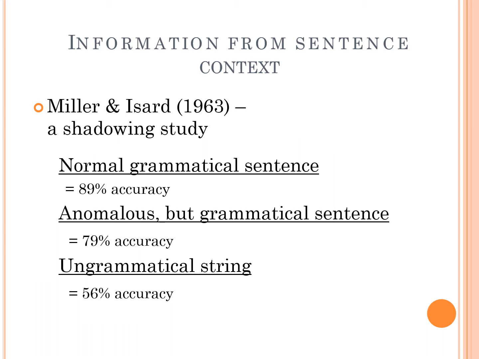With a normal grammatical sentence, they're at 89% accuracy. They're pretty good. When it's anomalous, it semantically does not make sense, but it is grammatical, they're at 79% accuracy. And when we get down to the ungrammatical string, they've lost it. They're down at 56% accuracy now. They're really not doing very well.